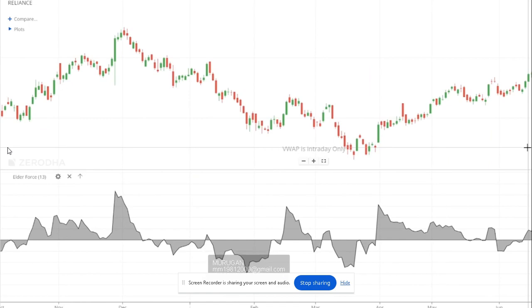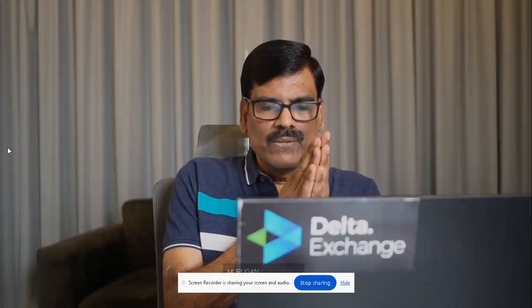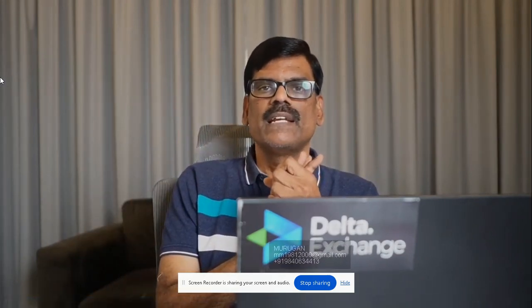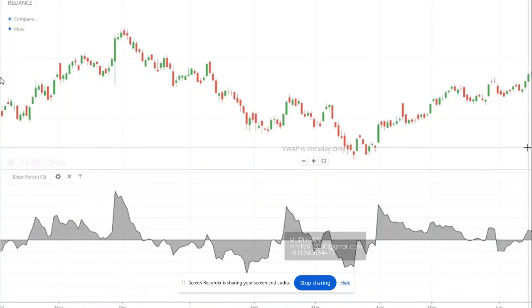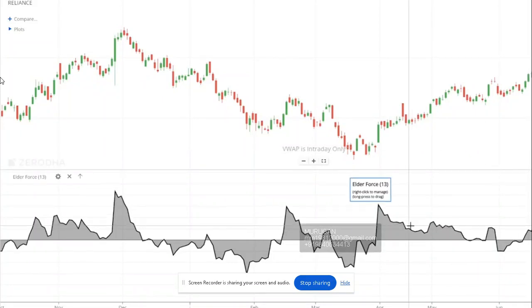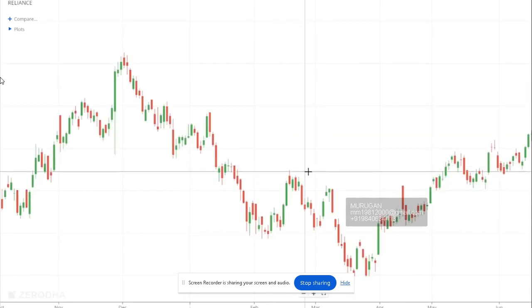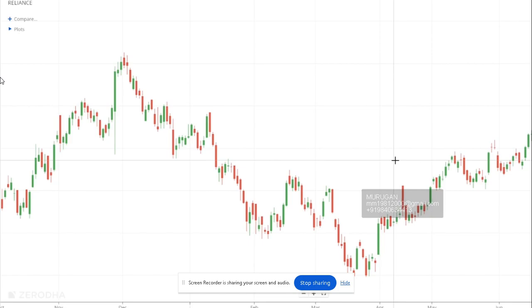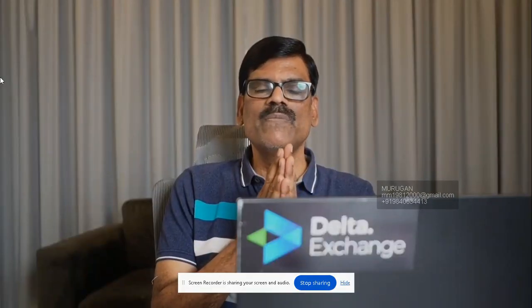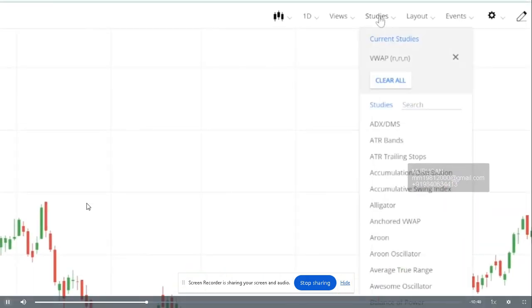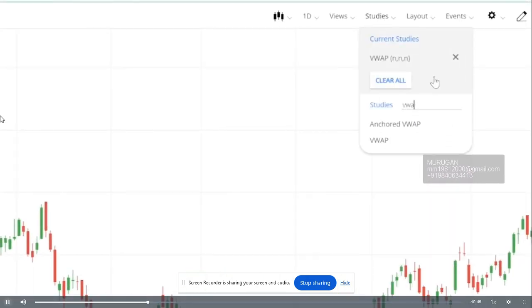Right. So you wait for the ADX to turn around to the upward trajectory, and you also see from here with what force it is going up or down. So that is Elder Force Index. The third one is very simple. I think most of you know, volume weighted average price. You go to studies, go VWAP.